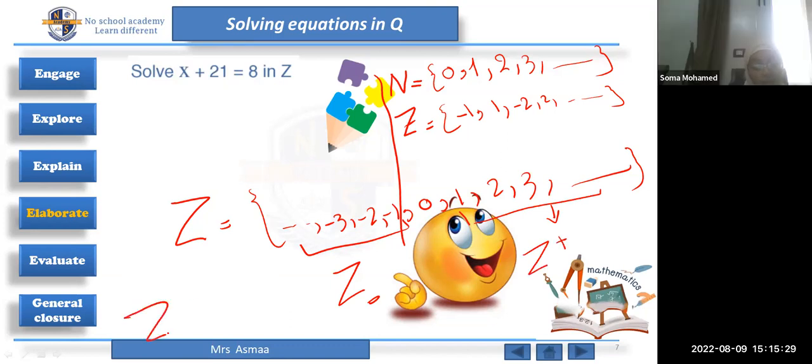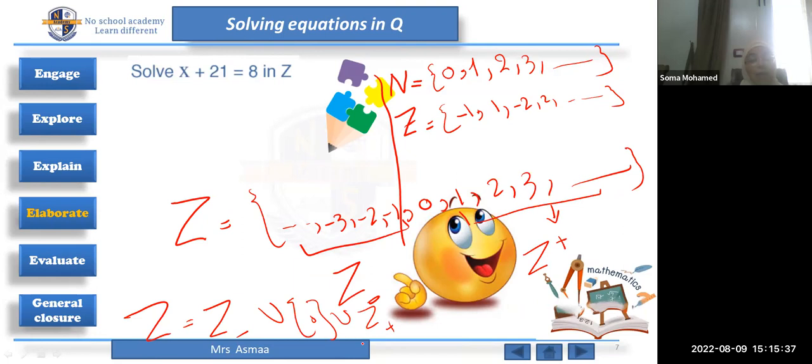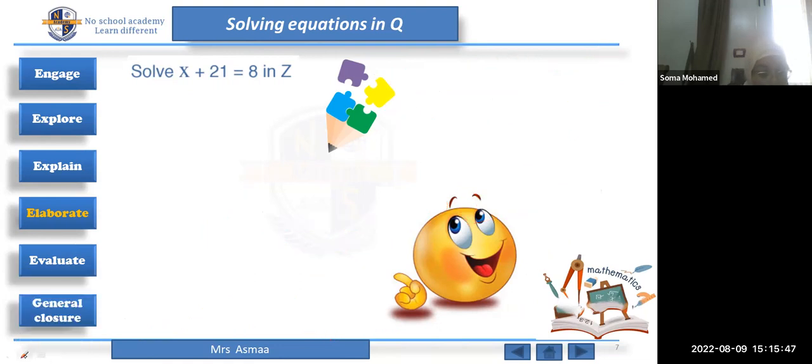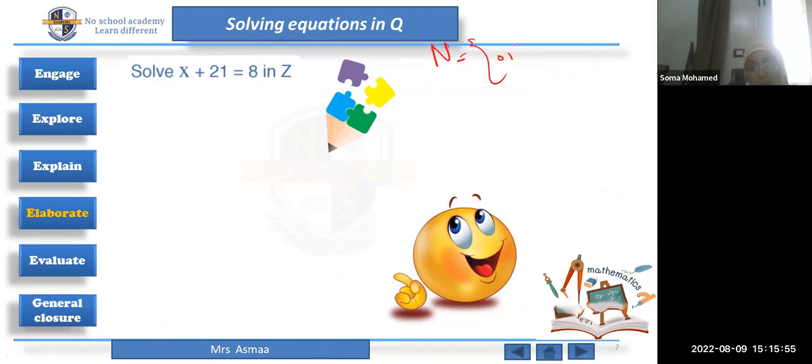So the Z, which is called integer numbers, contains Z negative union the set of 0 union Z positive. So I have Z containing all whole numbers, positive and negative, and 0. Clear? Okay. The natural numbers are 0 and 1 and 2 and 3 and so on. Z contains negative, 0, and positive.